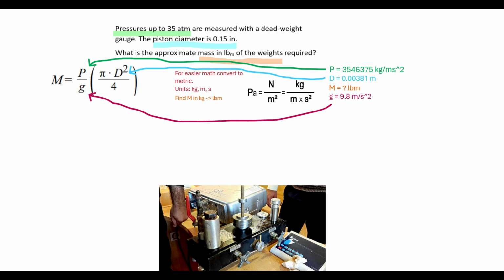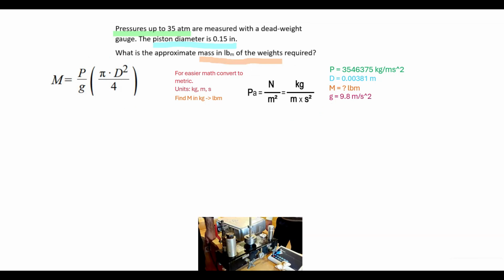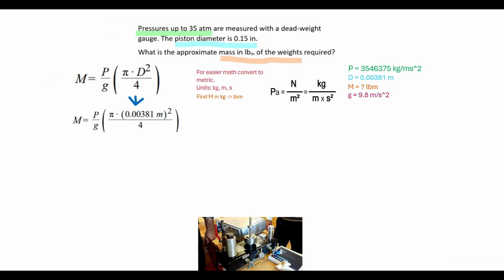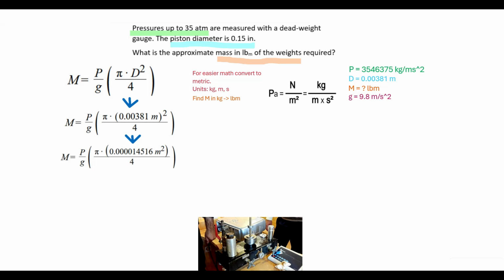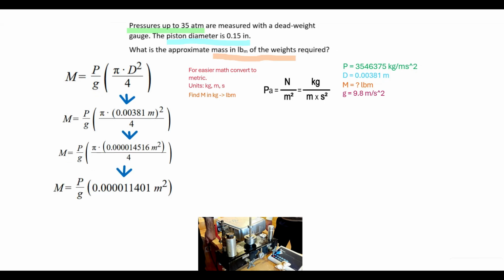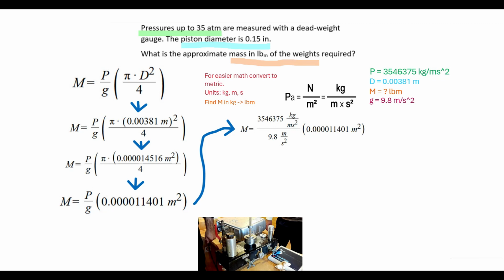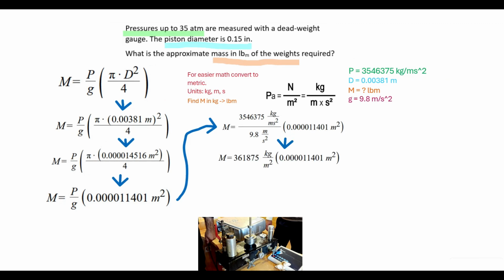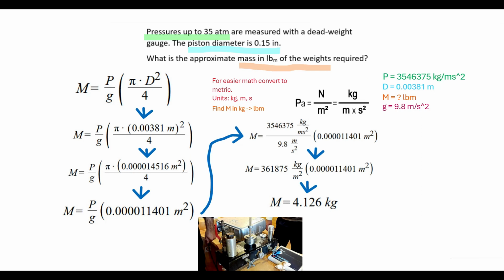Now you have the pressure, diameter, and acceleration of gravity in the wanted units, and now you can solve for mass. Now you can solve this equation in the same manner as you solved the equation in the previous problem. Solving this equation yields a mass of 4.126 kilograms.